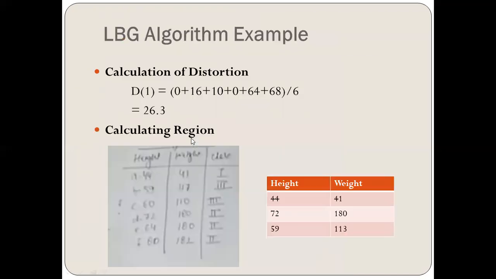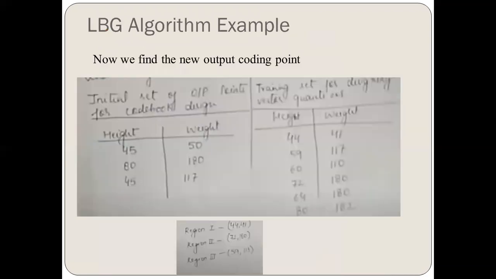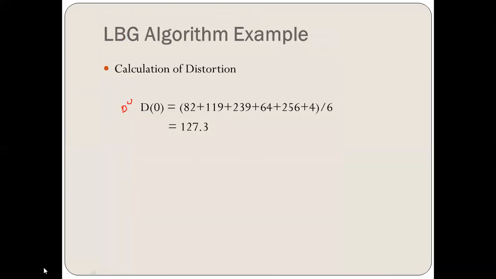Now you will see for the first iteration, the distortion value you have got is 127.3. In LBG, the further distortion you are going to calculate will always decrease. It will never increase. You can see it in the example also. We will see it further.